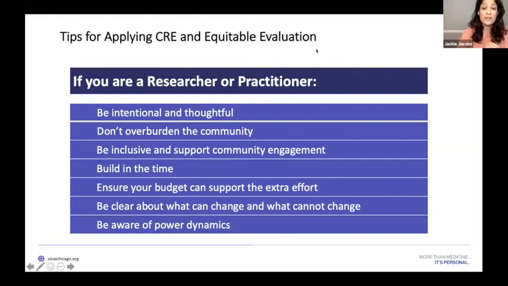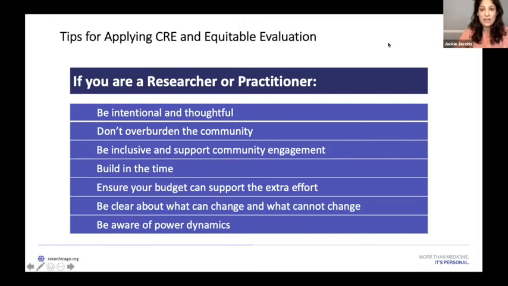If you are a researcher or practitioner, be intentional and thoughtful about why you are applying these frameworks and how you'll do it. Consider how to apply these frameworks without overburdening the community. Be inclusive and support community engagement. Build in the time and be clear about your time frame. Ensure your budget can support the extra effort. It takes more staff time, more community support, and be clear about what can change and what cannot change.